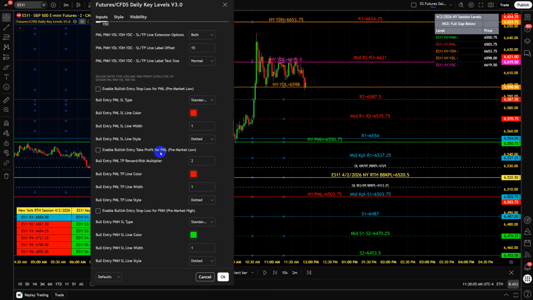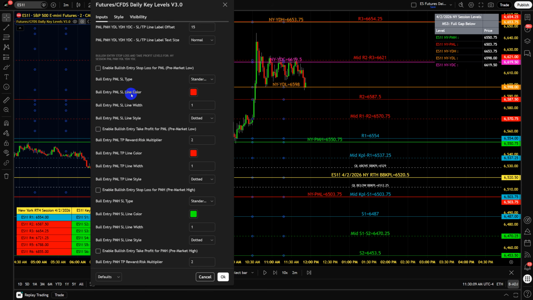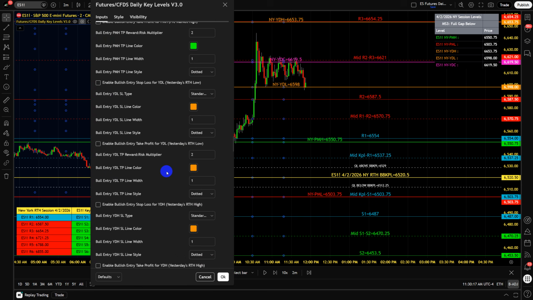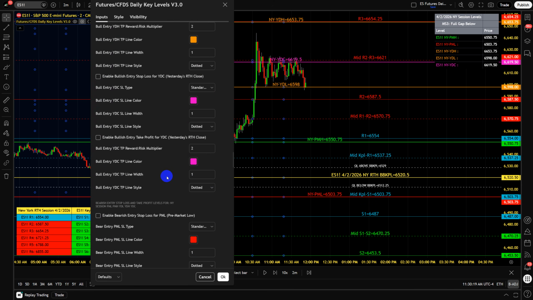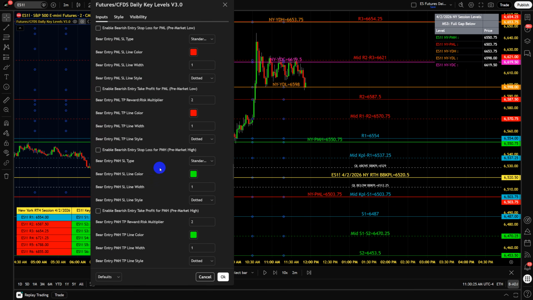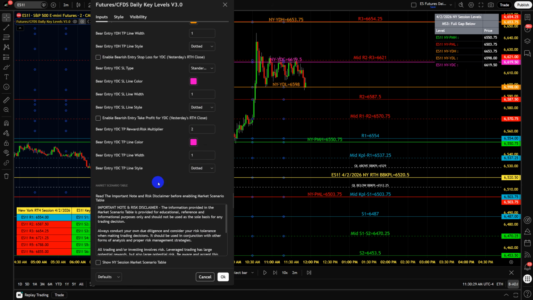We're just going to go through the rest of the user control panel. Just know that this starts off with bullish entry, stop loss, and take profit levels for these. Runs through PML, then PMH, YDL, YDH, and then finally YDC. And then there's a separate bearish entry, stop loss, and take profit section, which basically runs through each one of those contextual levels as well.